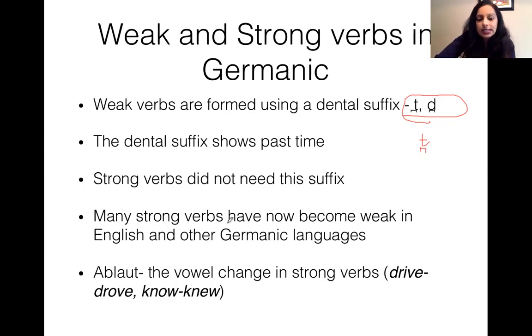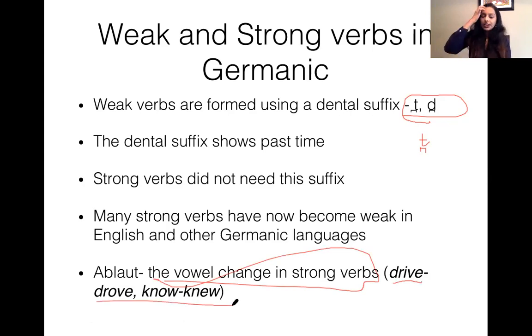What is the ablaut? This is why there is a vowel change in certain strong verbs in Germanic. So why do we say drive but drove? Why do we say know but knew? This is because of this process in Germanic called ablaut, where there's a vowel change in strong verbs. So now you know that the verb to drive and to know is a strong verb.